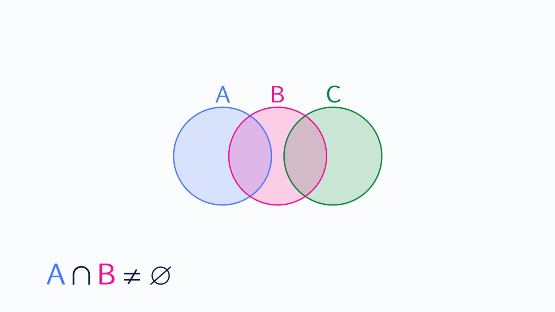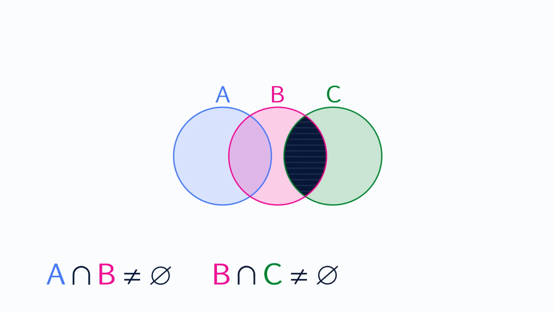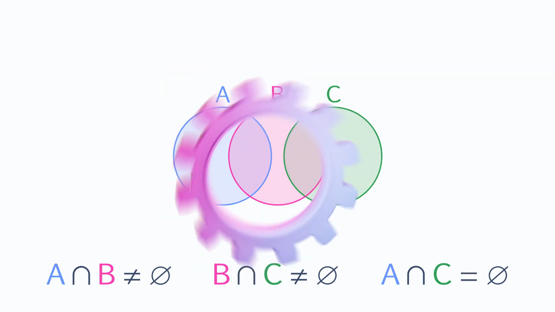The same is the case for sets B and C. Sets A and C, on the other hand, do not share common elements because they don't overlap. The intersection of sets A and C is therefore an empty set. Let's look at an example.